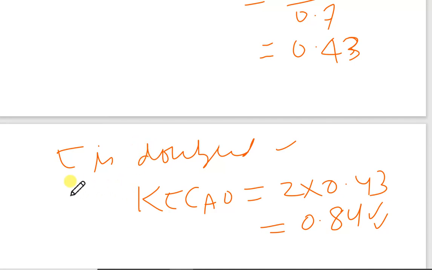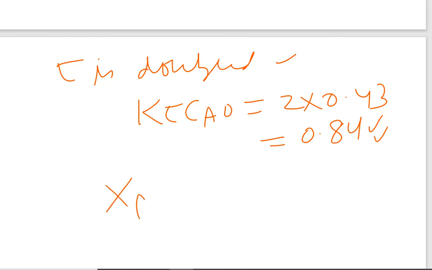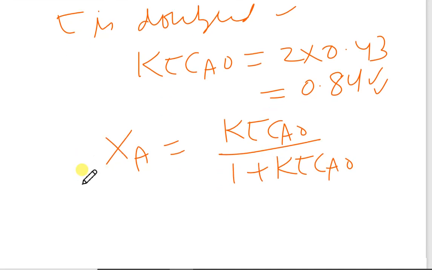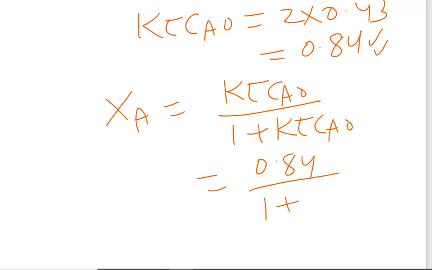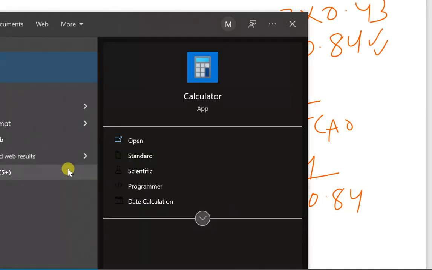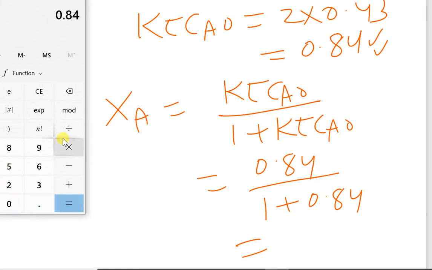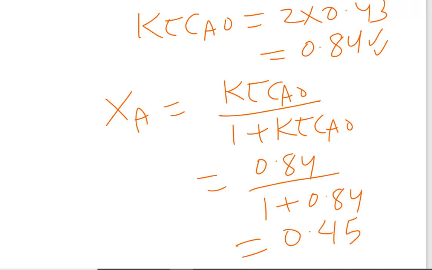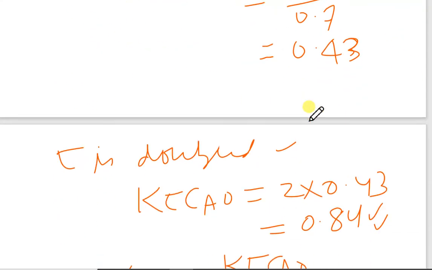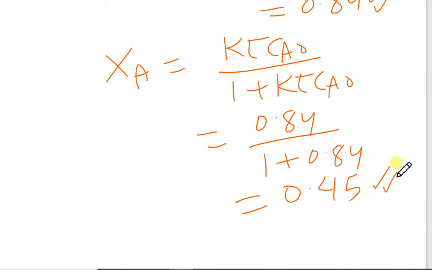Now, if tau is doubled, we want to see what the conversion will be. Again we know this equation, k tau C a naught divided by 1 plus k tau C a naught. So this is 0.84 divided by 1.84, which gives about 0.45 conversion. It was 30% before, and now the new conversion is 45%. So it is not doubling, it is less than this. So it is not linear, it's not proportional.